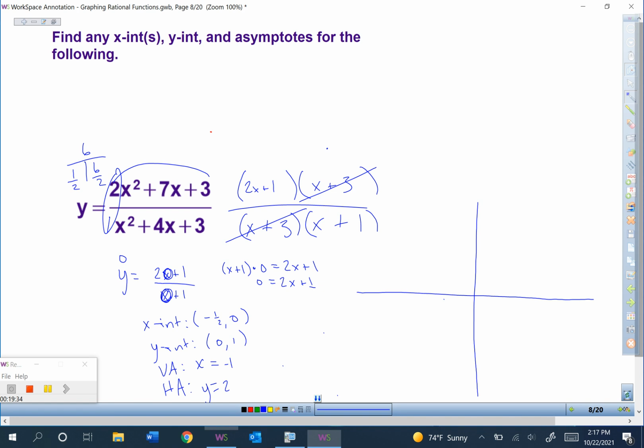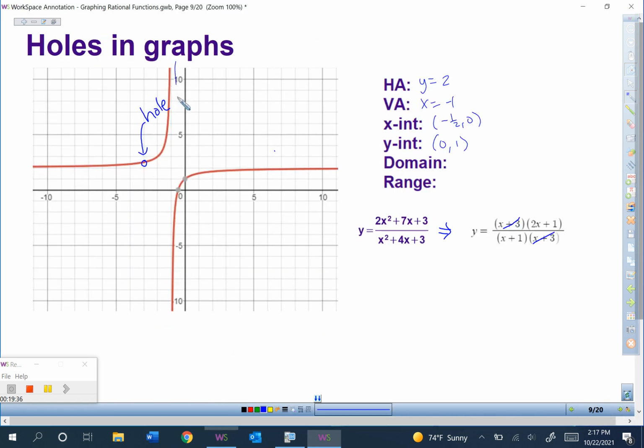So your graph should have looked like an asymptote at -1 and an asymptote at 2, and you should have had the points on there, (-1/2, 0) and (0, 1). But I told you not to graph it yet because I wanted to talk about one other piece that's missing. These factors that cancel create one other item on the graph that you haven't seen before. This is called a hole.